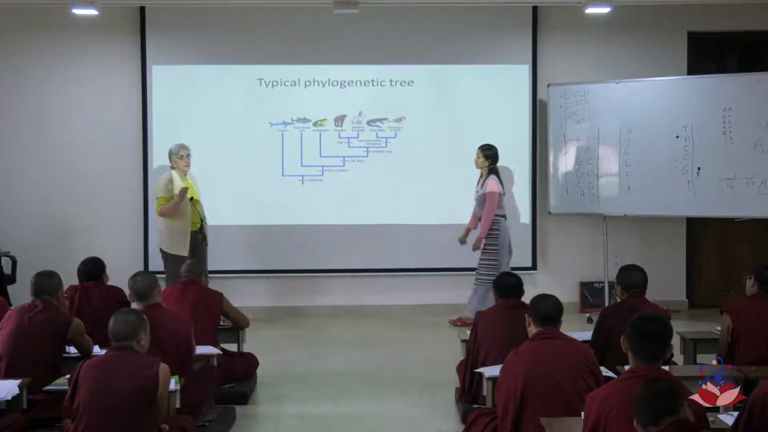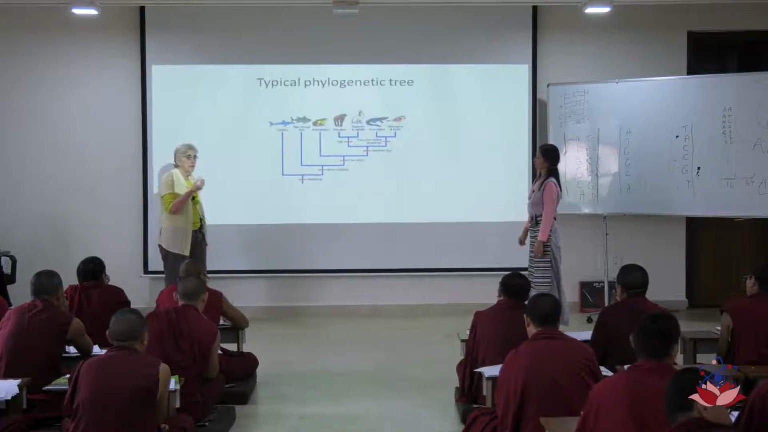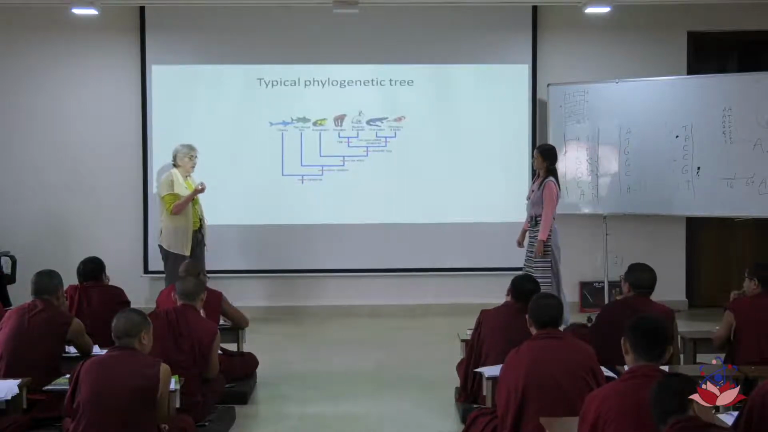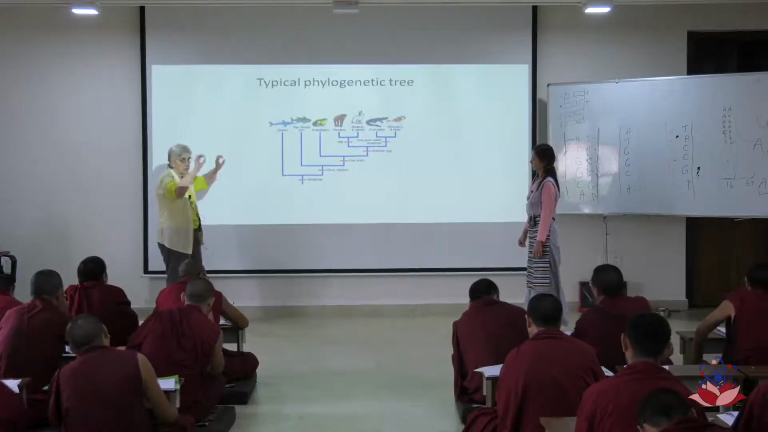The common ancestor refers to something that's no longer on Earth, but that we either know from the fossil record or can infer that we picture as had traits of both, and then species came off it.